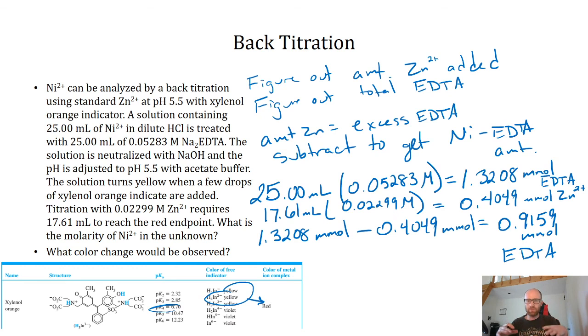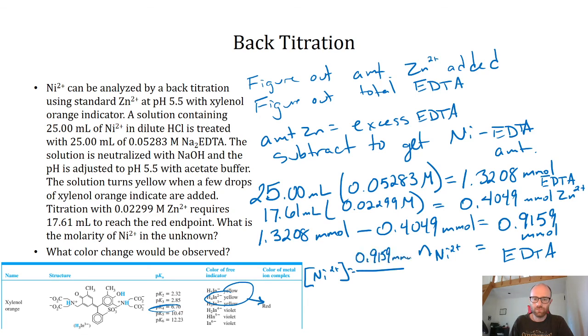So the idea is we added 1.32 total. By adding the zinc, we found out that 0.4 was left over. You do some subtraction, you do some math. And then to figure out your concentration of, this is also equal to N for the nickel. So to figure out your concentration, all we have to do is divide your millimoles by our volume of nickel, which it says there is 25 milliliters.